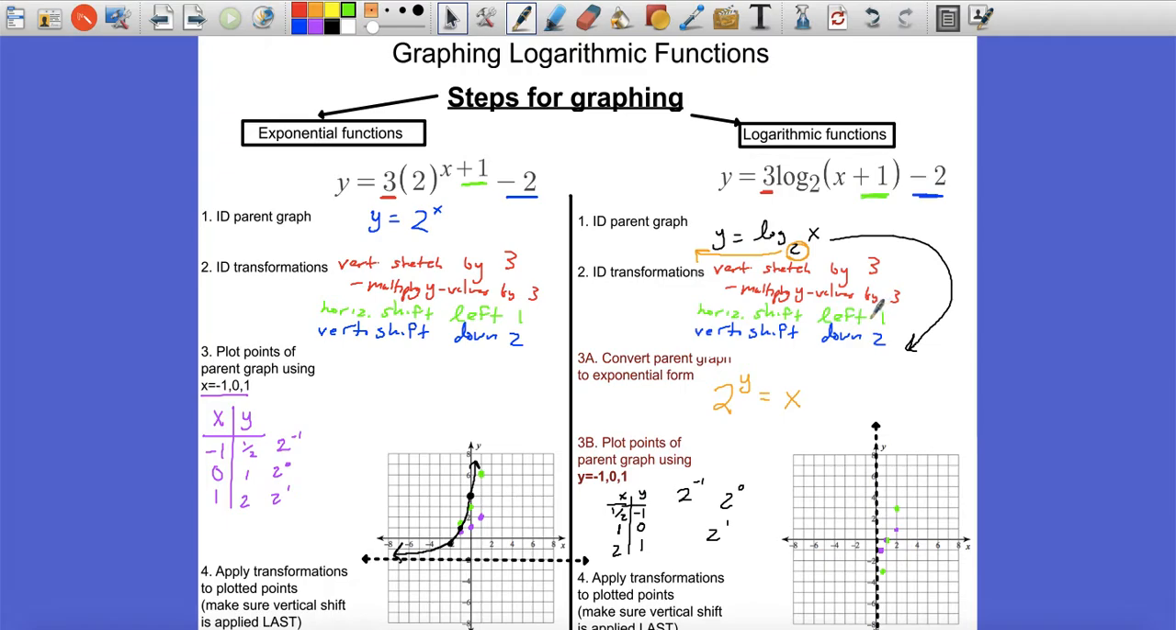And then we've got to move everything left 1 and then down 2. So let's go ahead and move our asymptote first. So the asymptote moves left 1, because moving it up or down won't change anything. And now we move all the green points left 1 and down 2. So left 1, here we go. Left 1, down 2.